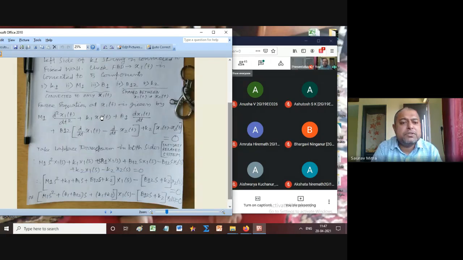Okay, so first I'm writing the equation for x1. So M1 d2x1(t)/dt2, that is mass into acceleration, plus K1 into x1(t), because x1 is connected between mass and the ground, so there is no x2. Okay, plus this friction. So friction is B1 dx1(t)/dt. So these three are the dedicated components for x1(t). Now B12. B12 is the damper between node x1 and x2. So this is B12 d/dt of x1(t), and so you can write it here like this: B12 d/dt of (x1(t) minus x2(t)), plus K2. K2 is a spring which is common between node x1 and x2. So K2 into (x1(t) minus x2(t)).